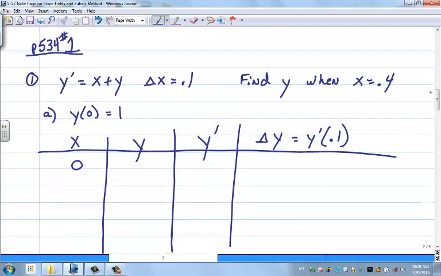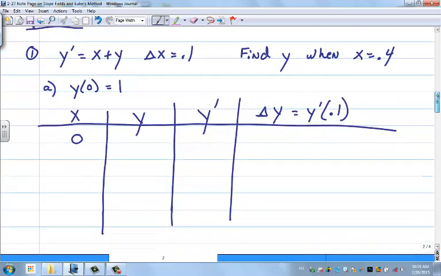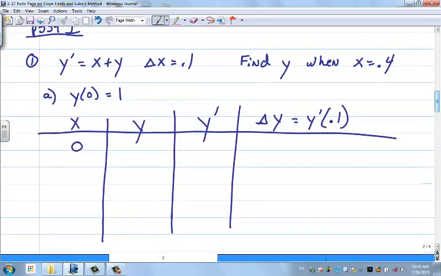All right, so let's go to the first problem, page 534, and this is, I believe, in that packet. Now, I could be wrong, it could be in your book, but I think there's a big thick packet that is in the Calc 2 drawer, and if you go to page 534 of that packet, which should be right near the beginning, and look at number 1, it says the following. It'll give you y prime equals x plus y. It gives you delta x equals 0.1. And it says find y when x equals 0.4. So the first thing you do is you fill in your y0. You're given that y of 0 equals 1 in the first part. So that means that when x is 0, y is 1.